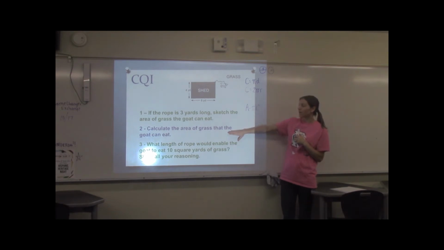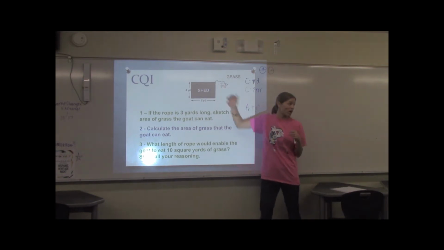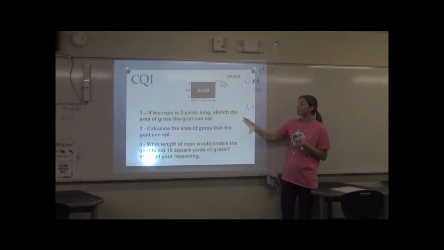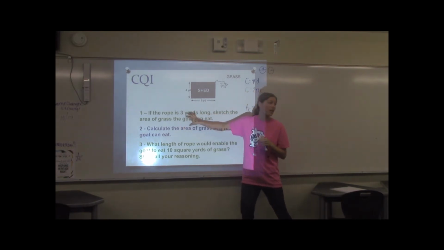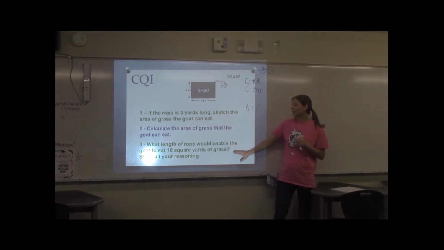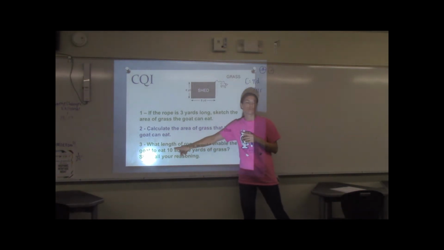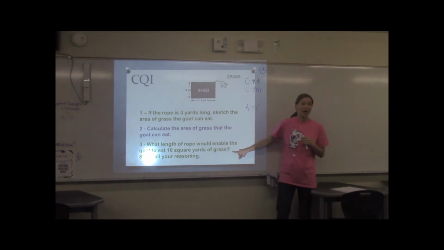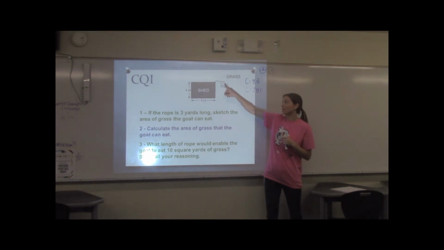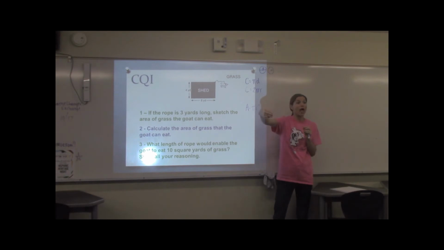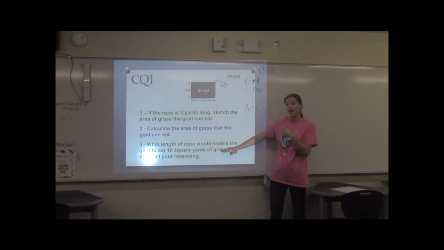Next step, you'll calculate the area of the grass that the goat can eat. Again, the shed's going to be in his way, so you'll have to discuss with your group what that means. And then finally, once you've investigated these two, the extra challenge for you is what length of the rope would allow him to eat 10 square yards of grass, okay? So you'll have to first investigate when he has his 3-yard rope, how much grass he's able to eat. If it's more than 10, maybe his rope needs to be shorter. If it's less than 10, then maybe that rope needs to be longer, okay?